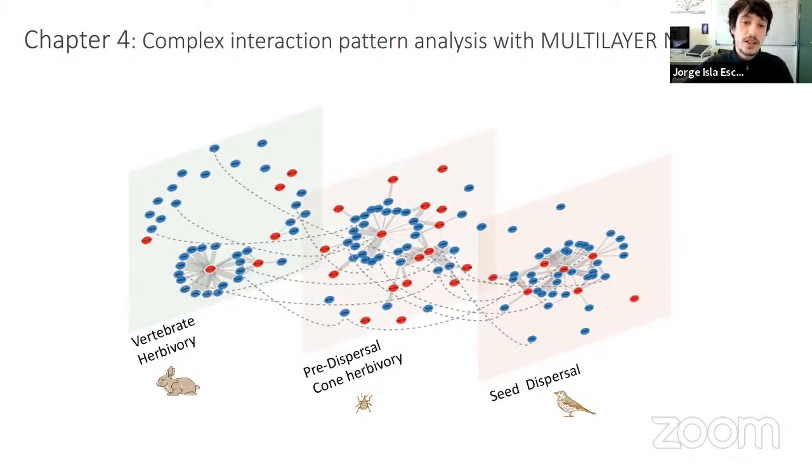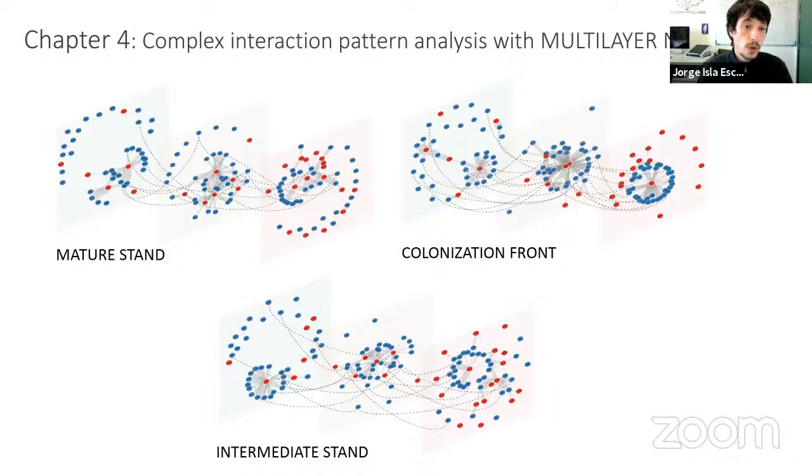And we want to do that in the three stands, in our three study areas, from the mature stand, the intermediate one, and the colonization front, to determine the more general patterns in the structuring of the networks during plant range movements.